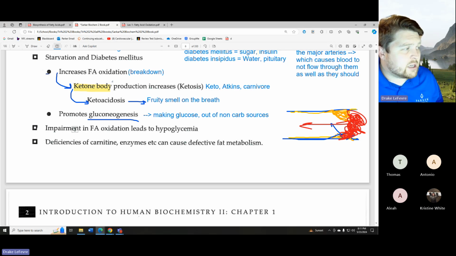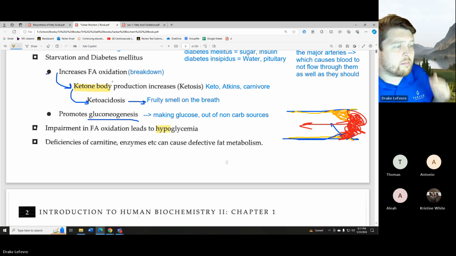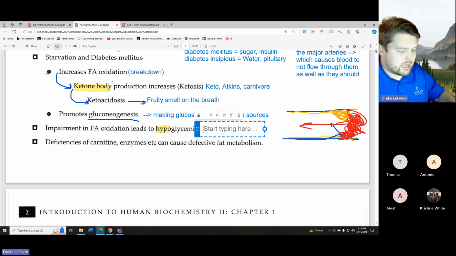Any impairment or dysfunction in the fatty acid oxidation leads to hypoglycemia. Please, please, please make sure you pay attention to these. Anytime you see a word that's hypo or hyper, make sure you write that down somewhere or highlight it, because all of those words, hypoglycemia, hyperglycemia, all that kind of stuff, big test type questions. Not just in this course, but in a lot of courses and pathology courses. They love to ask questions about hypo this, hyper that. So really pay attention to this. In this case, hypoglycemia, meaning low or not enough blood sugar.